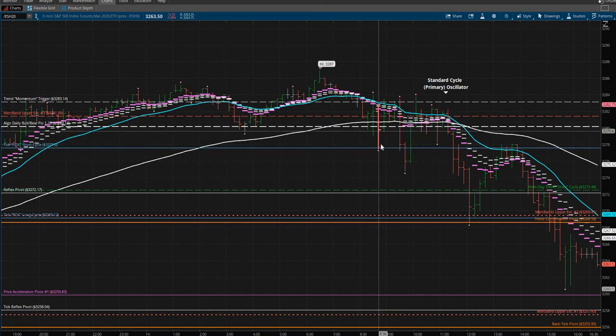So when this breaks, you've got an order in to take profits within a handle and a half of this line.